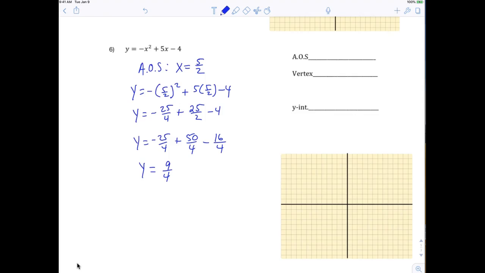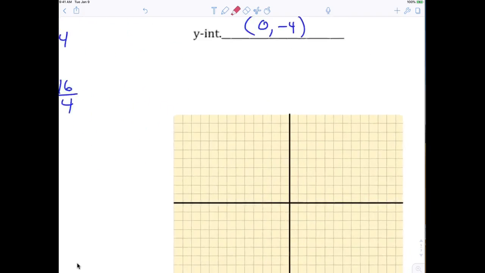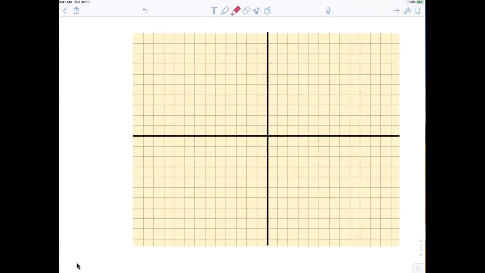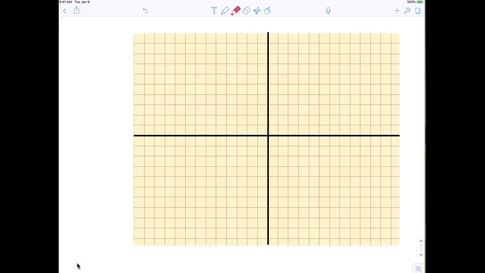9 over 4. So our axis of symmetry, make sure you write it up here. 5 over 2. My vertex would be 5 over 2, comma, 9 over 4. And my y-intercept would just be what? 0, comma, negative 4. All right. 5 divided by 2 is the same as what? Come on, guys. 5 divided by 2. Come on. 2.5. So here's 2.5.